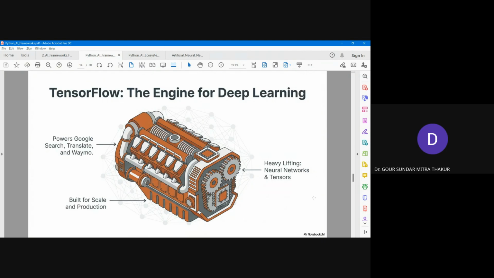And already I have said that TensorFlow is basically the engine behind deep learning. You do not need to know what is actually happening inside. You only need to understand its interface, how things are actually working. It is powered by Google search, as you all know.